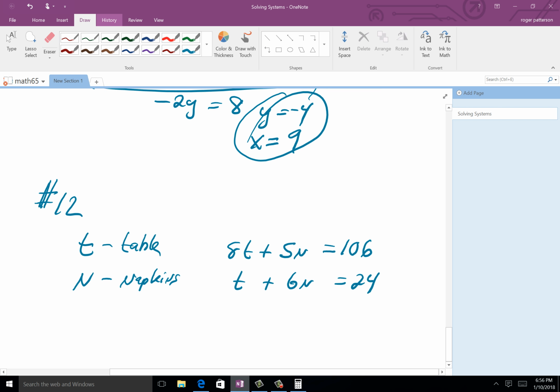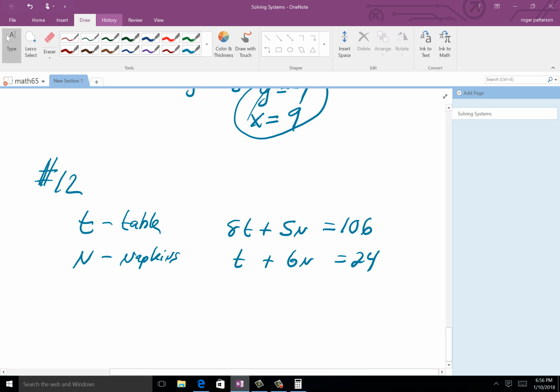All right, so we're ready. How should we solve this one? Elimination. Okay, good. Which variable are you going to eliminate? T. And you're going to do that by doing what? Multiplying the bottom one by negative 8. Awesome. That's a great idea.